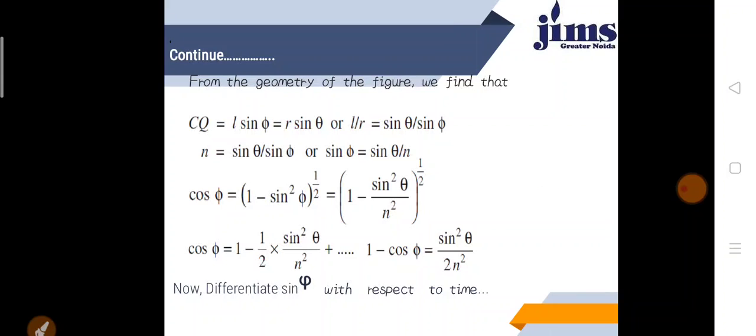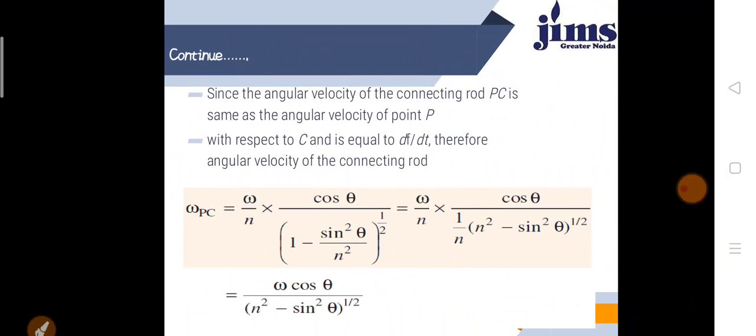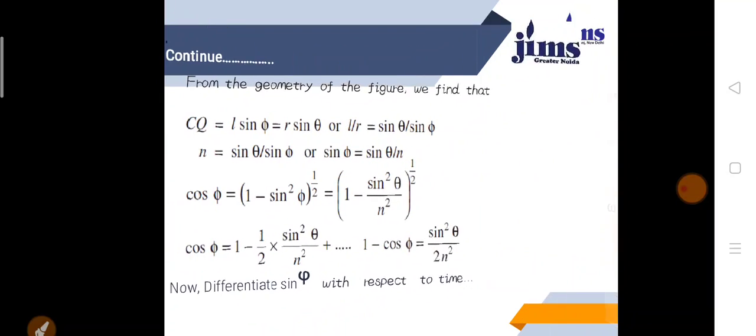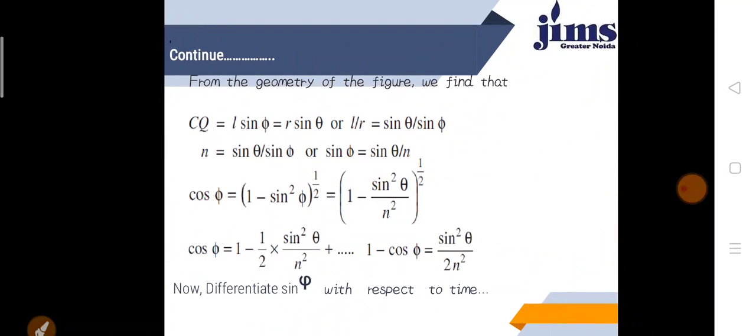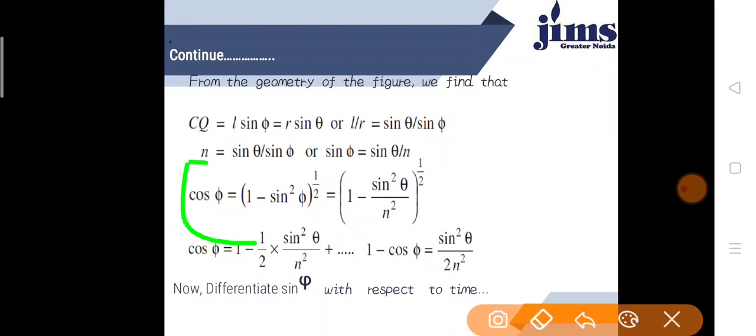You can see this value, and now I'm going to put in the value from the previous equation. What is the value of cos phi? We already calculated it in the last topic, and now I can show you the value of cos phi. This one is the value of cos phi.